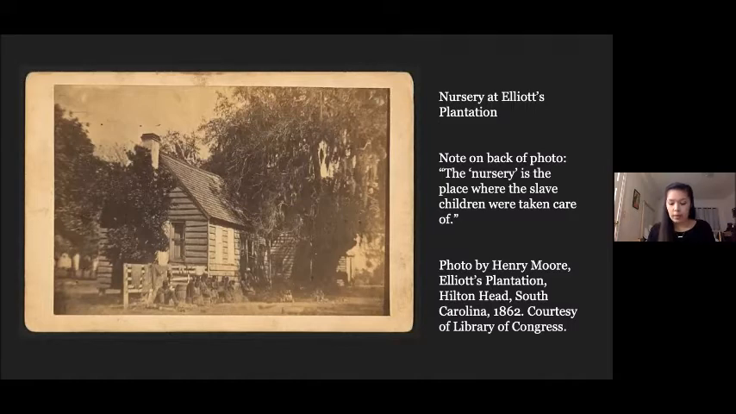fields. In general, the day nursery was a substantially sized building located in the slave quarters of a plantation and would have resembled the slave cabins nearby, as shown in an 1862 photograph taken by Henry Moore at Elliott's Plantation in Hilton Head, South Carolina.